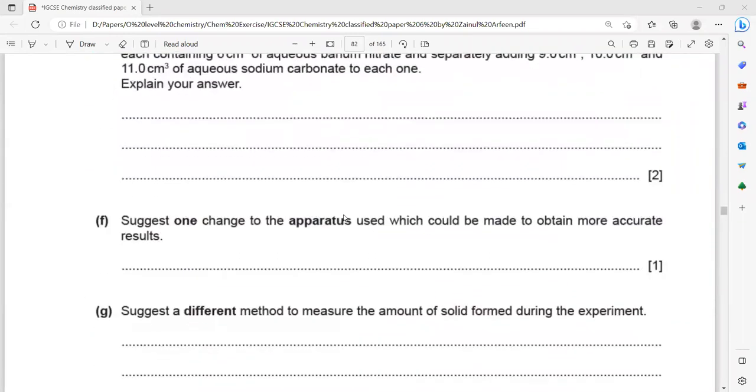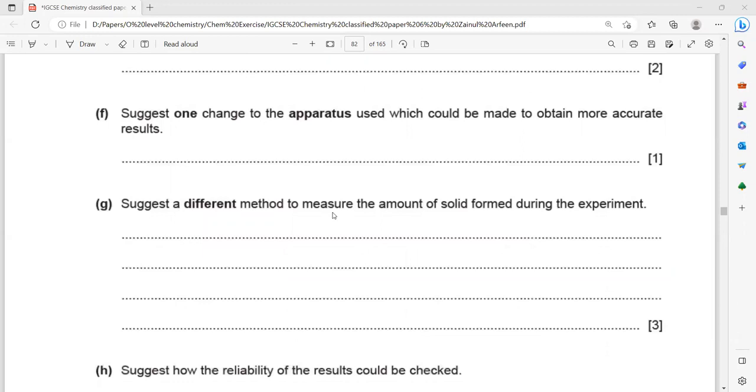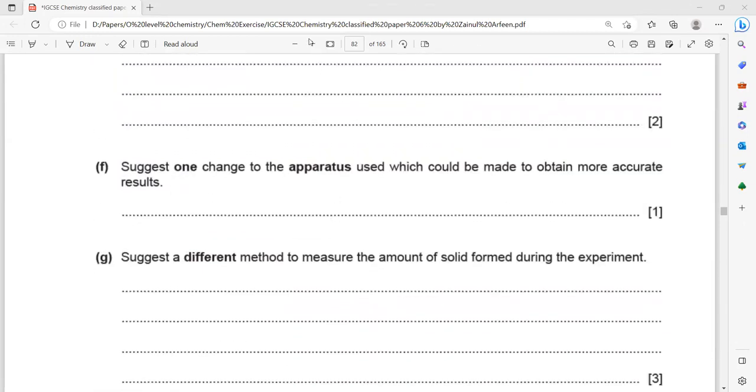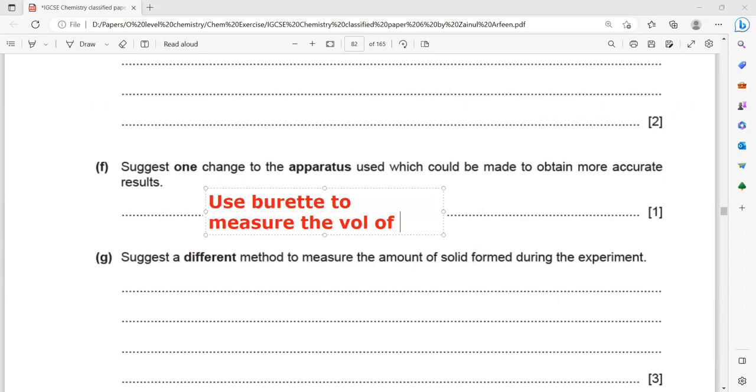So what change to the apparatus can be made for accurate results? We cannot say pipette here, because a pipette can only measure a fixed volume, like 25 cm cube, with no range. So the change is that we can use a burette to measure the volume of barium nitrate.